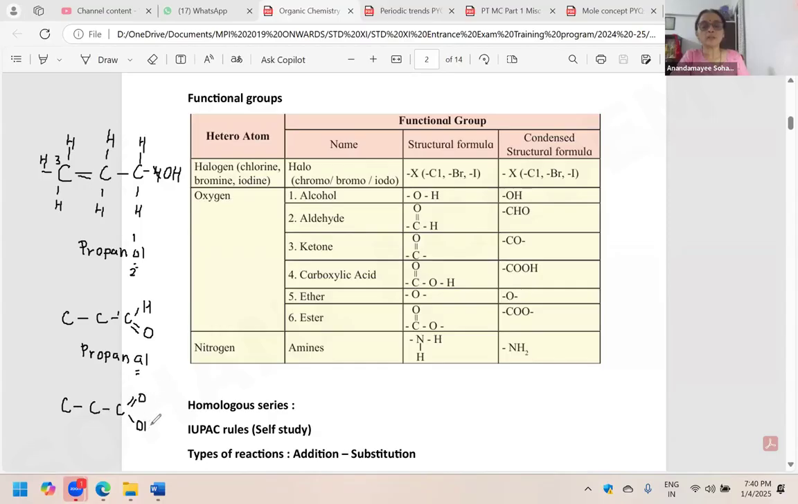So I don't have to say 1 propanal. Because if this CO comes in between, it becomes propanone.